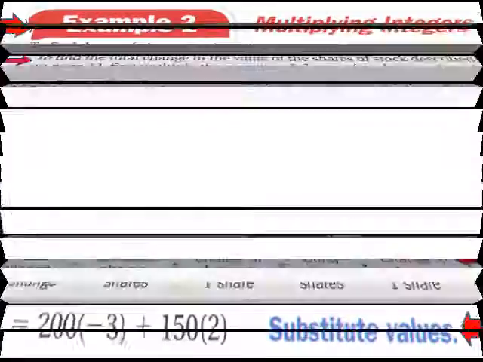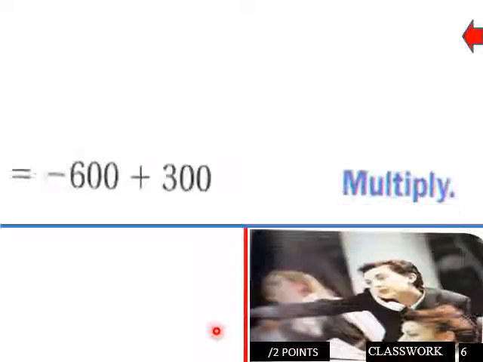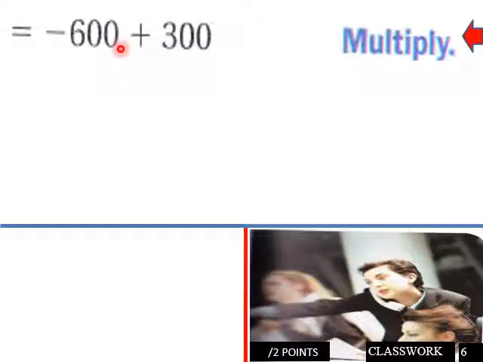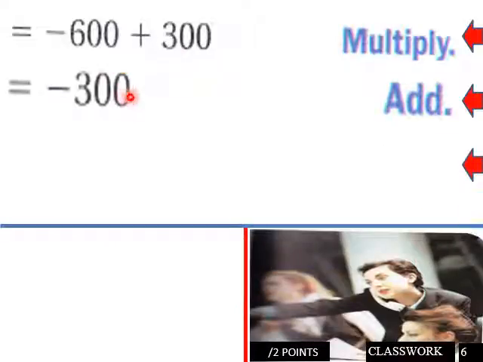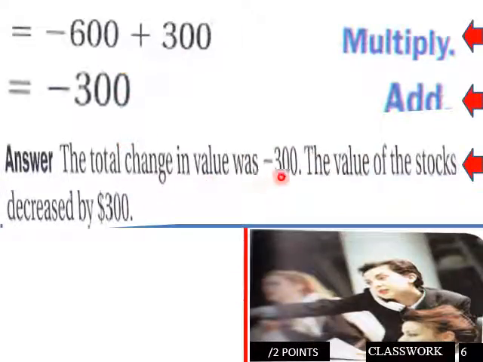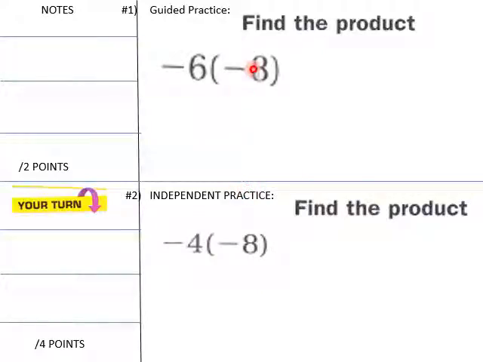So what's that give us in actual amounts here? Negative 600 plus 300 would be negative 300. So the total change of value was negative 300. So they went down by 300.